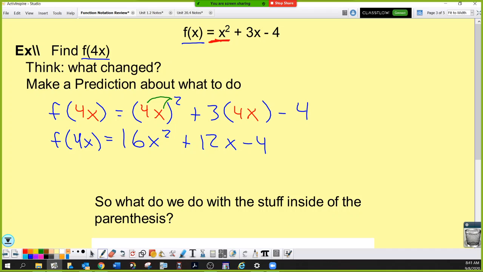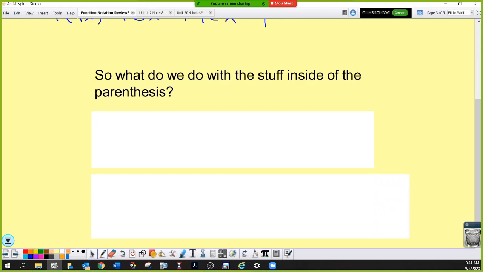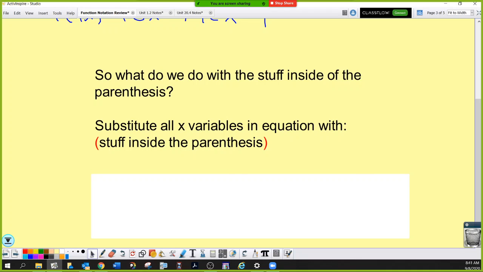You would show the work. Okay. So what do you do if you see stuff inside the parentheses? You see stuff inside the parentheses, and you will substitute for all your x variables in the equation. And the way that you're going to do it is you're going to open a set of parentheses everywhere there was an x, and then whatever stuff was inside the parentheses on the left, you're going to put that stuff inside the parentheses on the right. That's all you have to do.